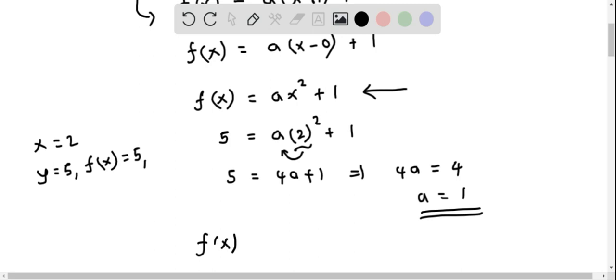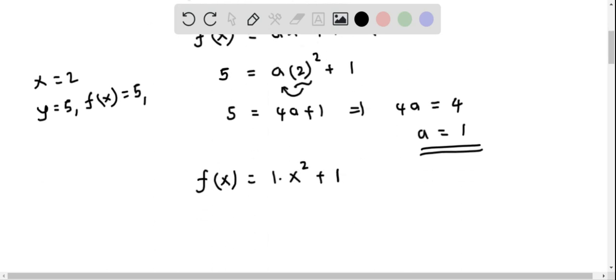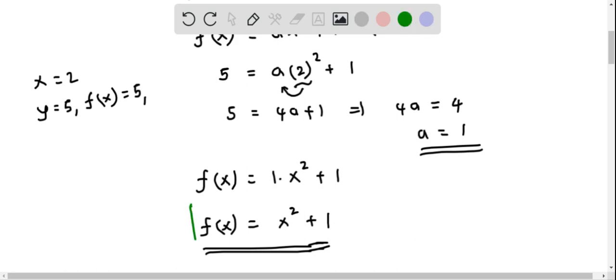Therefore f(x) equals a, which is 1, that is 1 times (x^2 + 1). Let's get this simplified. So this is f(x) = 1 times x^2, which is x^2, plus 1. And this in fact is already in general form. We will not have to rewrite by doing some other methods. So this is the general form of the quadratic function.